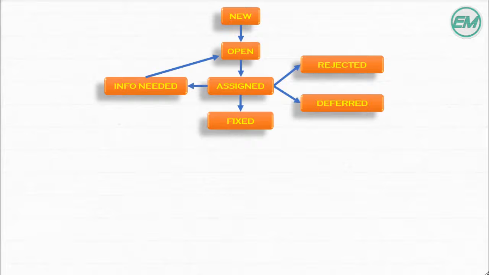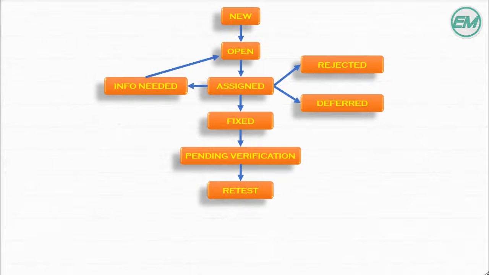The developer will usually provide some information as to what caused the defect, how it was fixed, and how to check for the fix. Once this is done, the defect will be passed on to the test team and the status will be changed to pending verification. This simply means that the test team has not yet tested the fix. Once a QA or tester is assigned this verification, the status will be changed to retest, which means the defect is being retested after the fix.